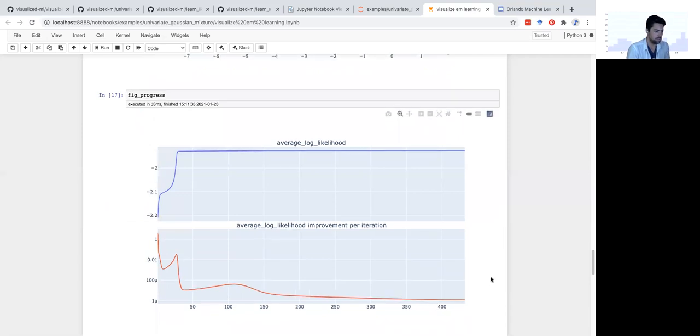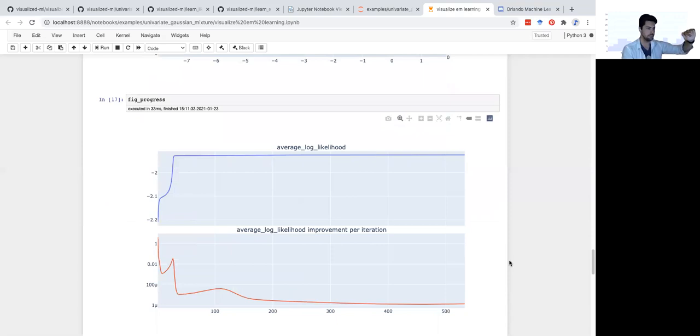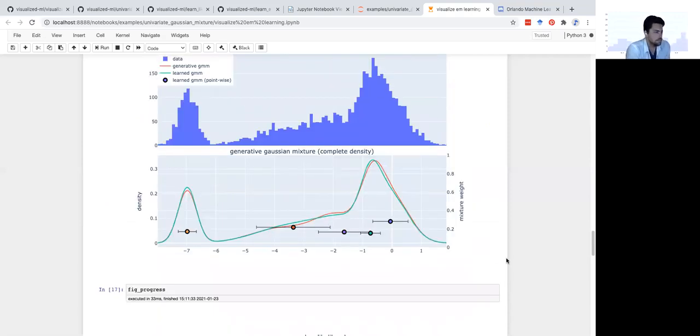It took about 400 iterations to just about recover the original distribution. What I'm plotting here is, previously there was only the original generating distribution, but now I'm also plotting the green line, which is the mixture that I'm learning, and the individual points are the individual mixtures that I'm updating as part of that algorithm.